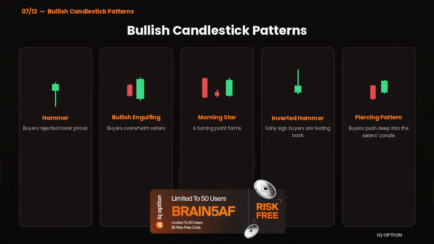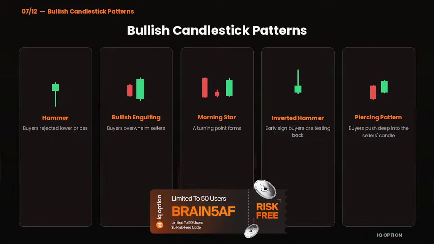And so you have to be optimistic. But this one is a little bit weaker than a hammer on its own. You have to wait for a strong green candle to follow it before you trust the inverted hammer.